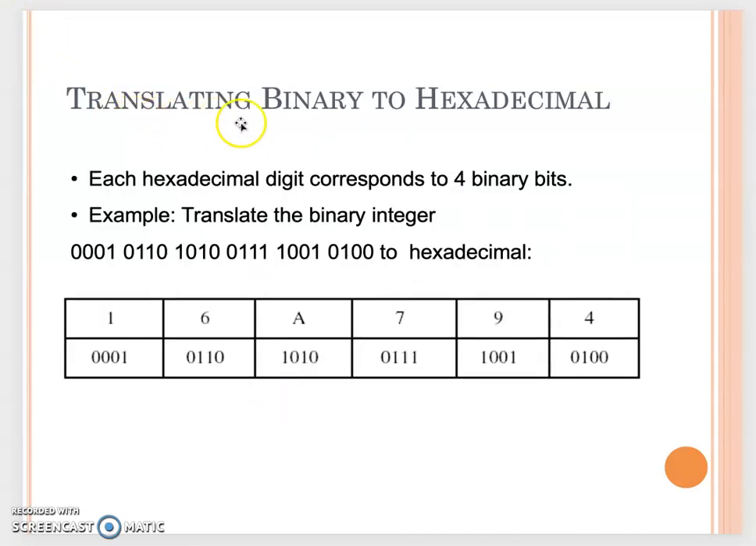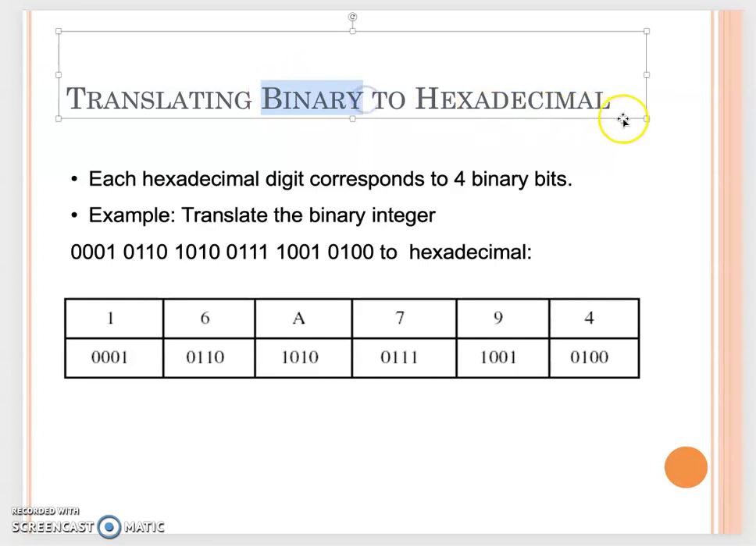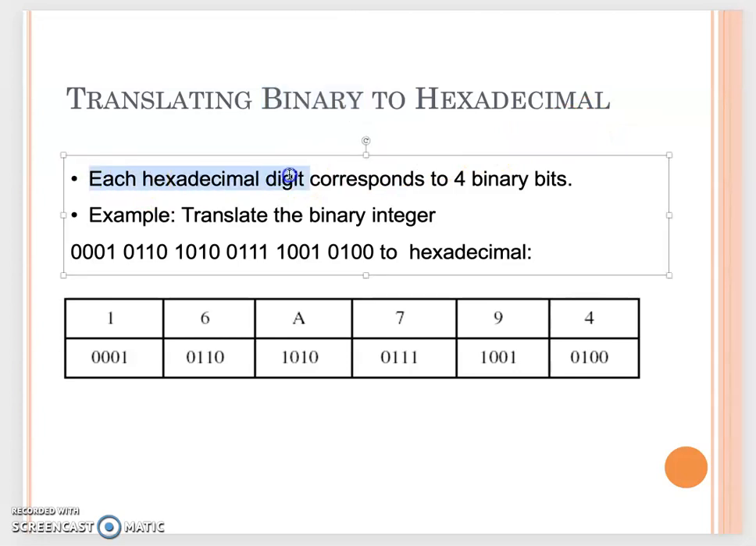So that's why translating a binary number to hex is quite simple. Whenever you want to convert binary to hexadecimal, you just use each hexadecimal digit corresponding to 4 binary bits. So 1 hexadecimal digit equals 4 binary bits. That's how it changes.